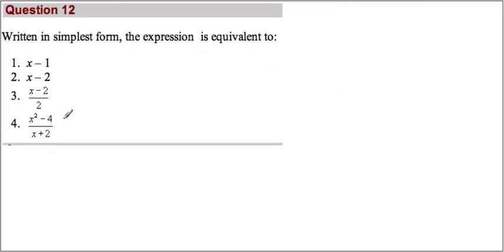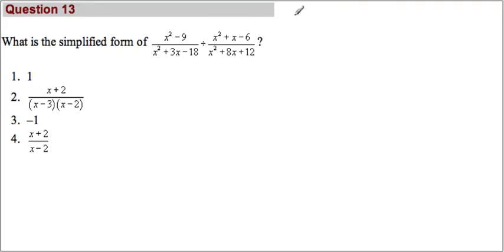Number 12. Which one of them can be written in the simplest form? And in this case, this will be the simplest form because this one can be factored out. So therefore, the answer will be choice 3.